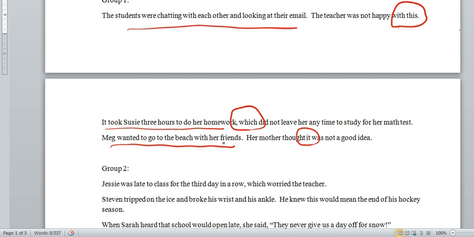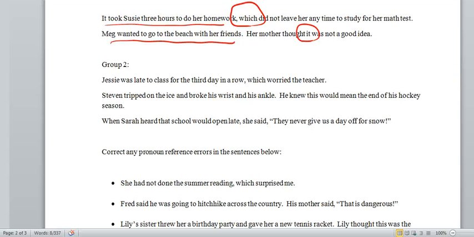However, strict rules of English grammar require that antecedents be as crisp and clear as possible, and that even if the intent of the writer is clear, such use of pronouns is sloppy and therefore incorrect. Now look at the second group of sentences where I think you would agree that the intent of the writer is not so clear. Okay, Jessie was late to class for the third day in a row, which worried the teacher.